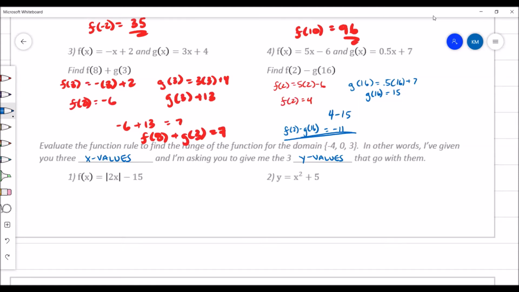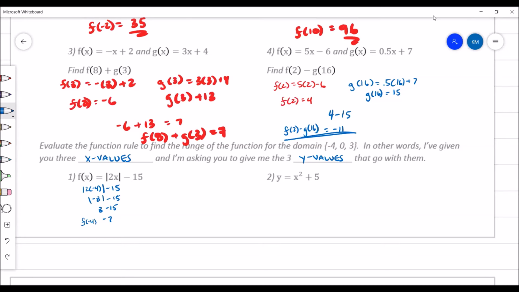Okay, so here's what we do with that. We'd say, okay, plug in our values. 2 times -4 minus 15. So that would be -8 minus 15. Absolute value, that's 8 minus 15, so -23. Boom. And that's f of -4. We do the same thing for the other values.